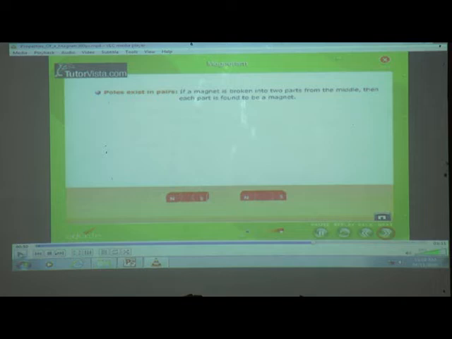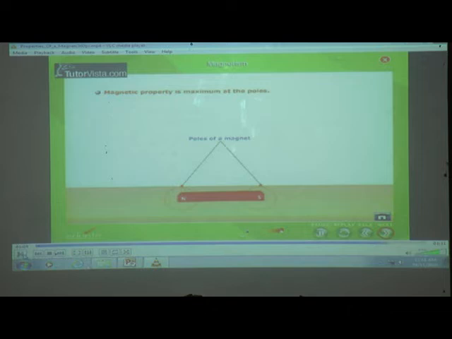Okay, so this is one more property. Magnetic property is maximum at the poles. It is found that the property to attract magnetic substances is more at poles. See, this is another one, magnetic property is maximum at the poles. When we dip a magnet into iron substances, we will find the iron substances are attracted towards the north and south pole. So at the poles the magnetic property is maximum, and at the center it is minimum as compared to the poles.